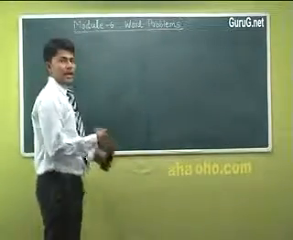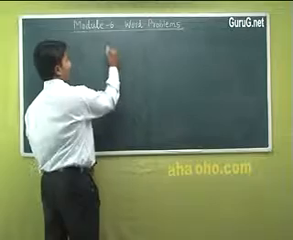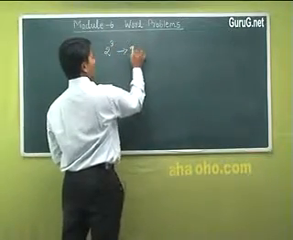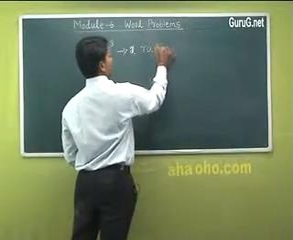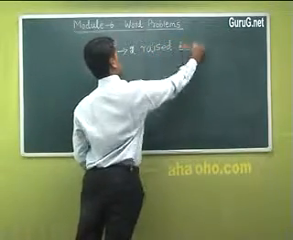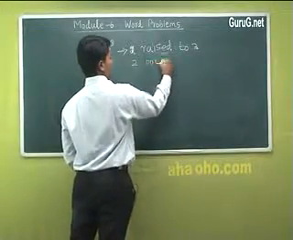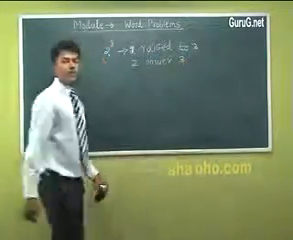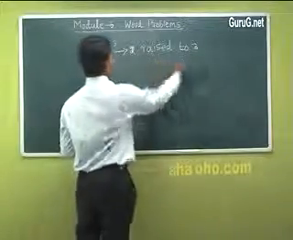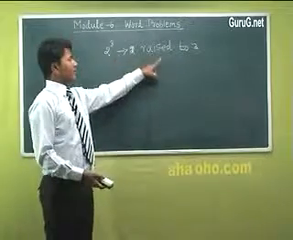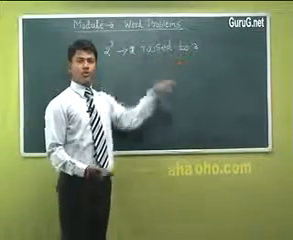Now, what are the other narrative forms? Say 2 power 3. This can be represented as 2 raised to 3. 2 raised to 3 or 2 power 3. Commonly, in a very correct form, this can be narratively expressed as 2 raised to 3.